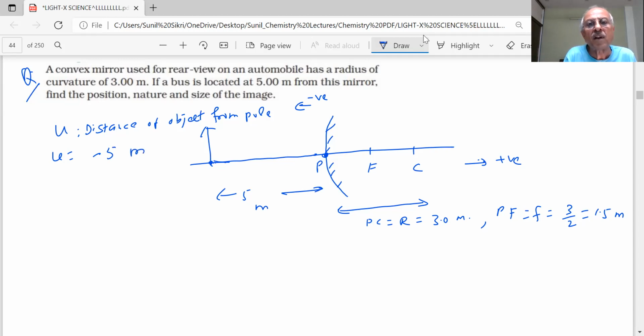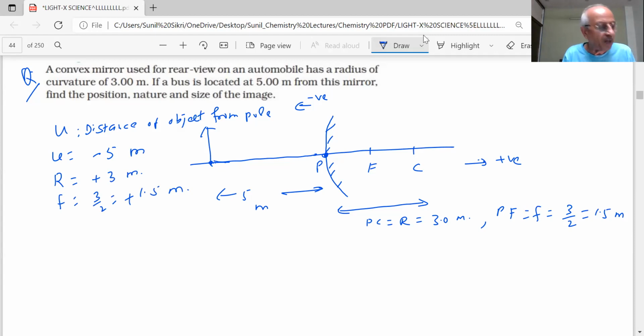Next, the radius of curvature R is towards the right or towards the left? Tell me. In a convex mirror, where is the image formed? It is not formed in front of the mirror. It is a divergent mirror. The F and C are behind the mirror in this direction. So what will be R, positive or negative? So positive, +3 meters. And what will be the value of F? 3 by 2, plus 1.5 meters. Is it clear?